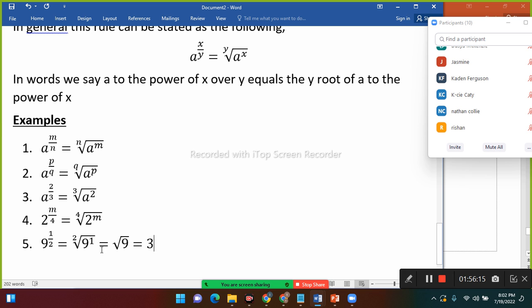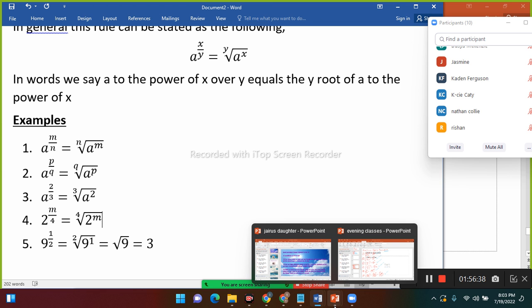So yeah, this only works if it's a half. This one only works if it's a half. In any other case, you can't use that. You have to do it the regular way. But only when you have a half, it's the square root. Thank you, sir, for making me understand. No problem.